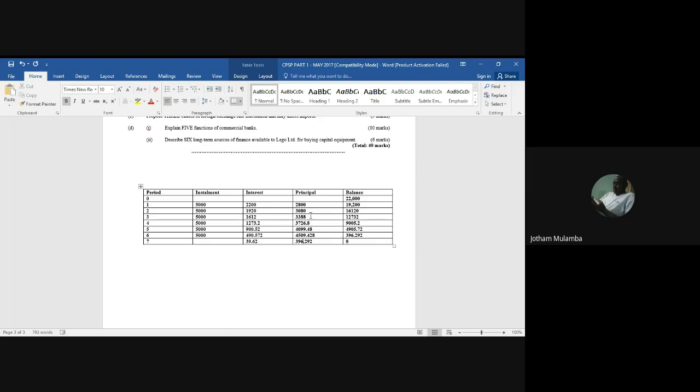Then to get the amount that will be paid as installment, let's add the two figures: 39.62 plus 396.292. What's the figure? 435.912. So that's what you are expected to prepare. That's what you are referring to as a loan amortization schedule.